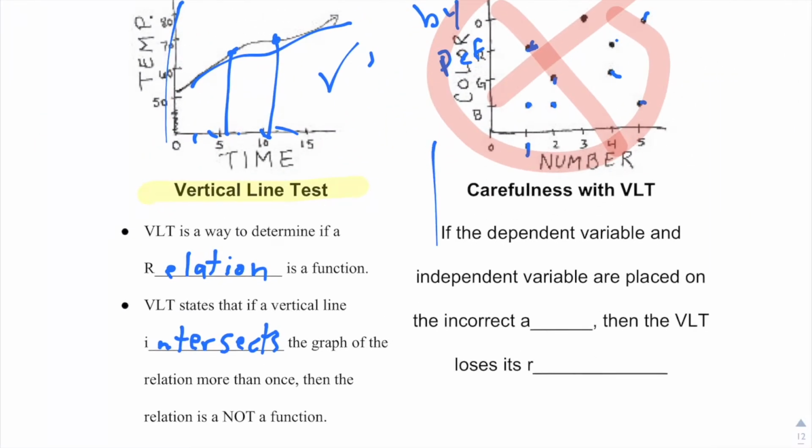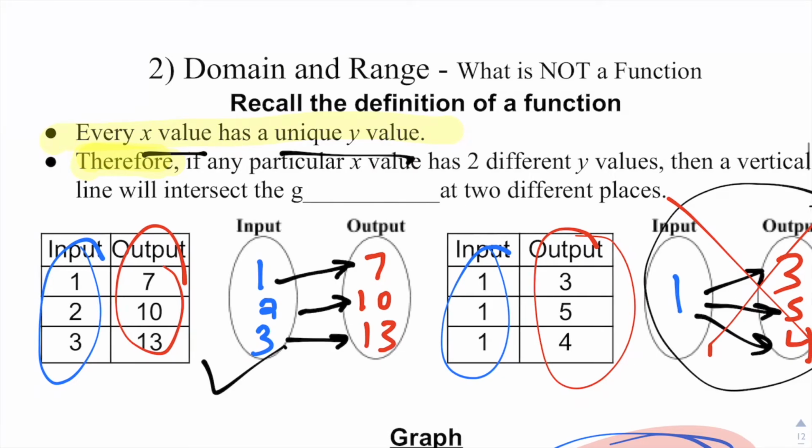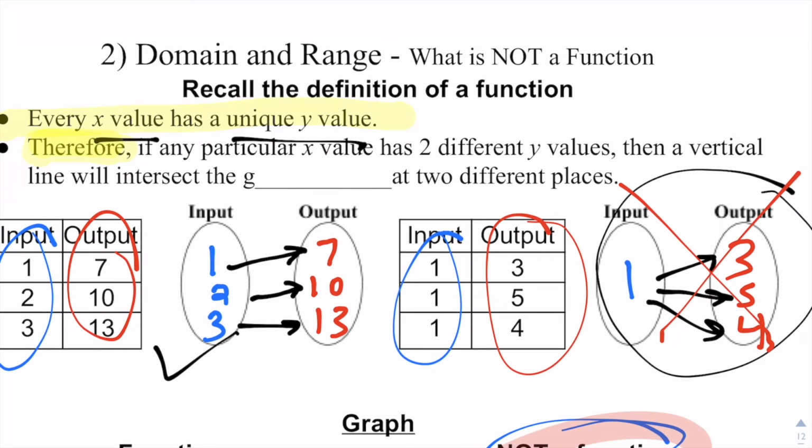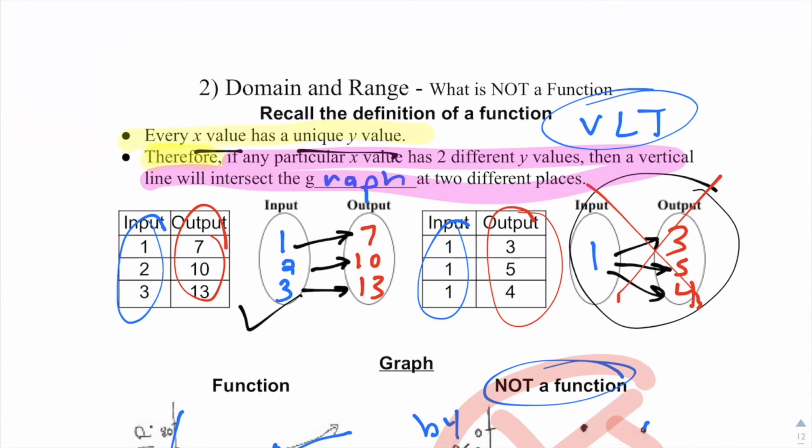So let's come up here and revisit this, like I said earlier. If any particular x value has 2 different y values, then a vertical line will intersect the graph at 2 different places. That right there is the vertical line test. That's the VLT, vertical line test. All right, let's come back down here and take a look.